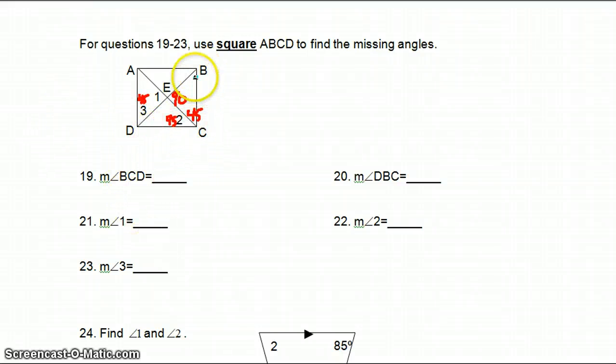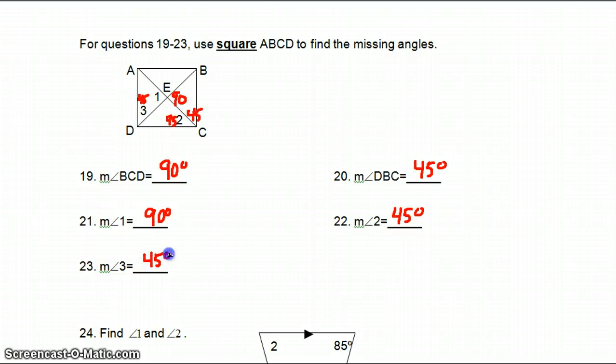So let's look and see what we got. BCD. BCD is the whole angle, which is 90 degrees. DBC. DBC is just half an angle, so that's going to be 45 degrees. Angle 1 is in the middle, and those are all right angles, so that's 90 degrees. Angle 2 is over here, that's 45 degrees. And angle 3 is also 45 degrees, and that is all of those.